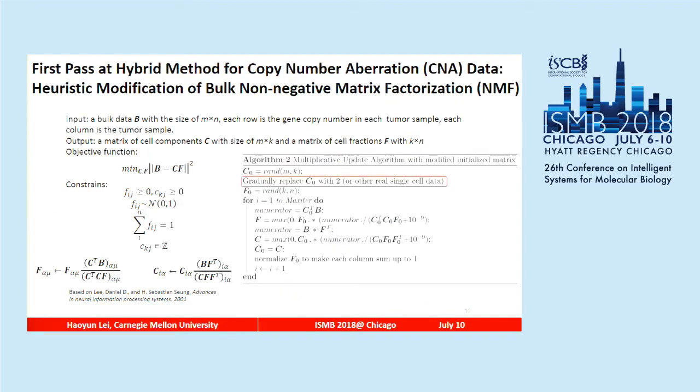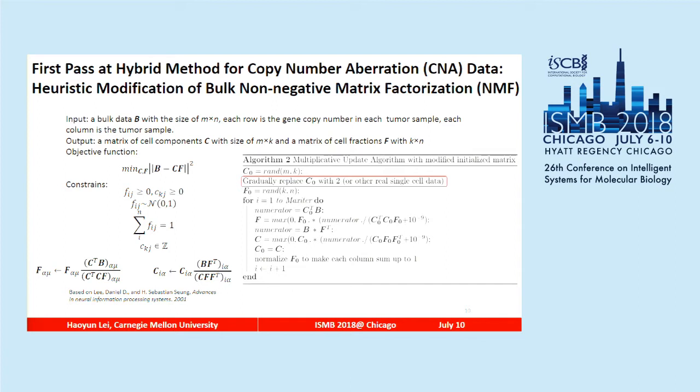Using the geometric model, we can pose the decomposition problem as follows: we have bulk data B as the input with size M by N. Each row is the gene copy number, and each column is a tumor sample. We would like to get the output of a matrix of cell components C with size M by K, where M stands for the gene copy number and K is the number of cell components, and a corresponding matrix F.